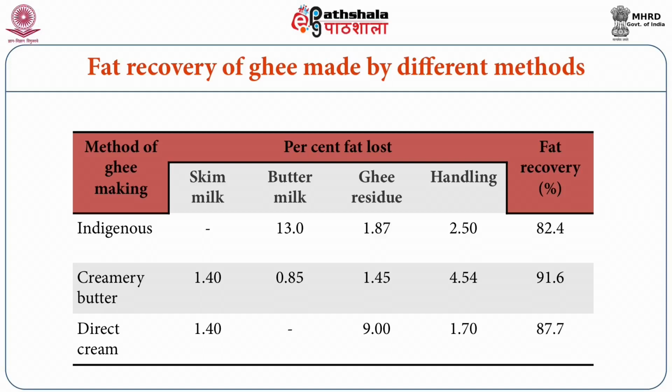Handling losses will be less because the associated butter making is absent. So it is only 1.7. So finally you are getting 88% fat recovery, but which is again lower than that of creamery butter. So that is the reason why throughout India you will find the majority of the commercial butter makers are adopting the creamery butter method, which gives the highest fat recovery.